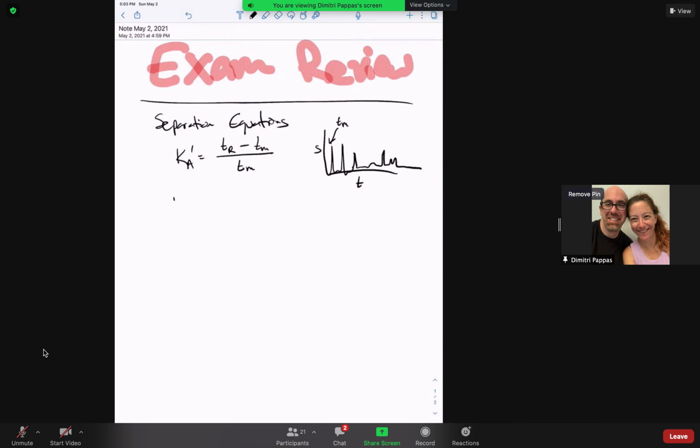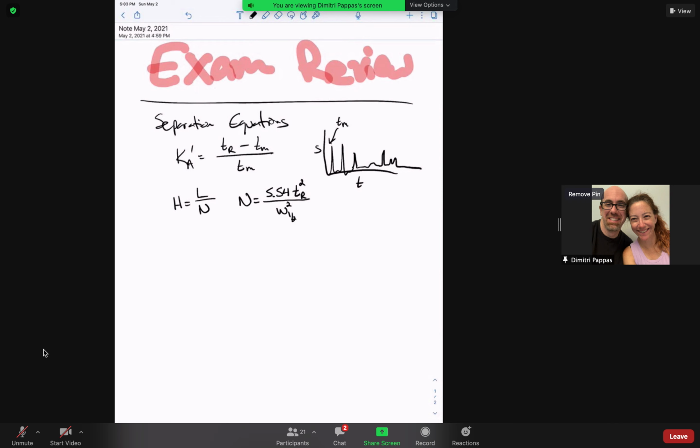There is plate height, which is the length of the column, which is given, divided by the number of theoretical plates. And the number of theoretical plates is equal to 5.54 times the retention time squared divided by the half width squared. So that's also a unitless parameter. Plate height has units of length, but plates has no units to it.